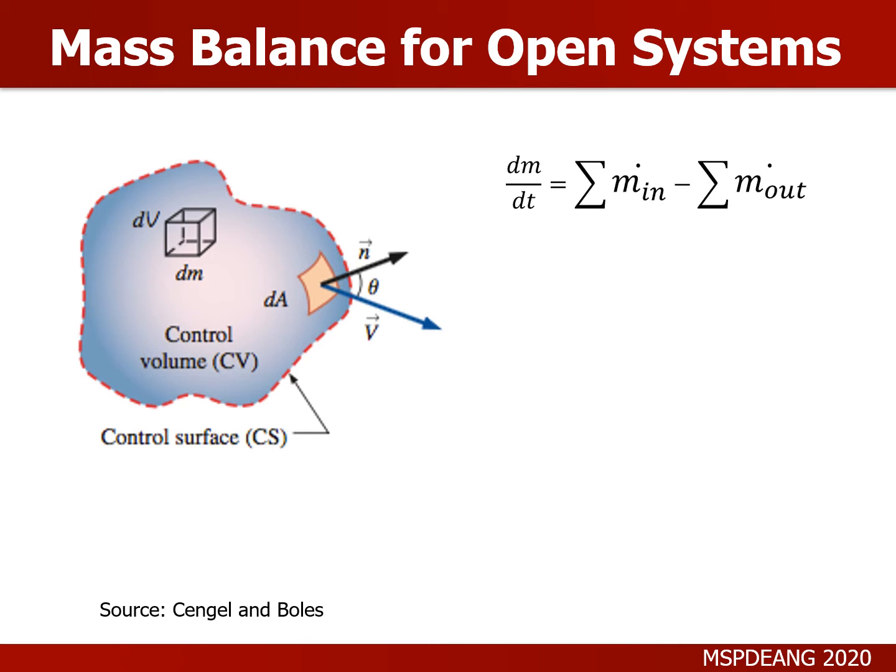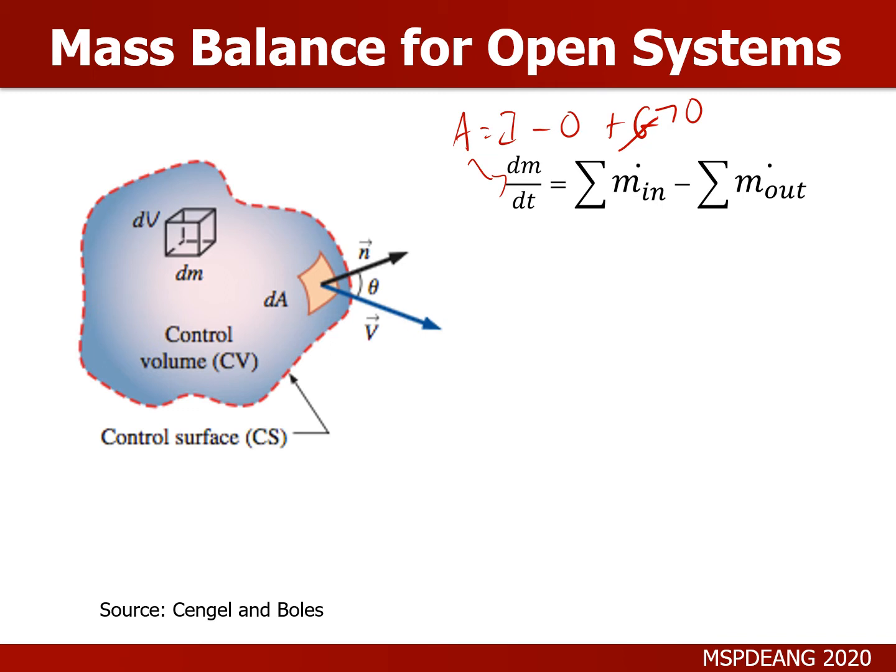Thus, for the mass balance for open systems, using accumulation is equal to input minus output plus generation or net generation. We have no generation of mass, so this should be equal to 0. And the rate of accumulation of mass inside the control volume is equal to dm over dt. And everything that goes inside is m dot in. Everything that goes out is m dot out.